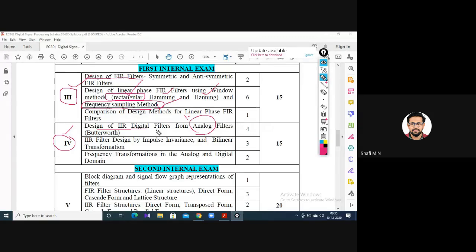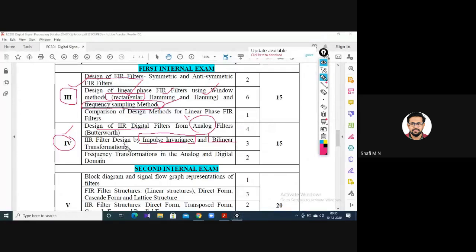Band pass and band stop we will do later. Okay, so that's it. Fourth module of the first topic. So you have designed the analog filter. Now you can convert it to digital. You have two methods to convert it to digital. So to design a digital filter, you have two methods. First one is the impulse invariance method, and the second one is the bilinear transformation.